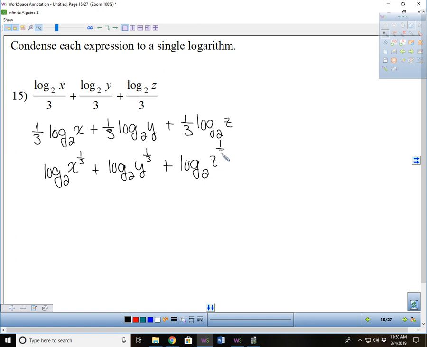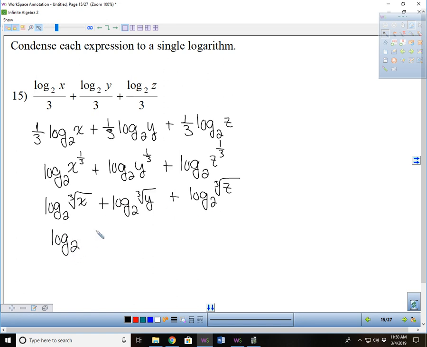Remember, a 1/3 power is the same thing as a cubed root. So I've got log base 2 of the cubed root of x, log base 2 of the cubed root of y, and log base 2 of the cubed root of z. Now, since my logs are fixed and all contained individually, and I'm adding all of them, I'll keep the log base 2 and multiply the cubed root of x times the cubed root of y times the cubed root of z. Technically, that's the cubed root of xyz.